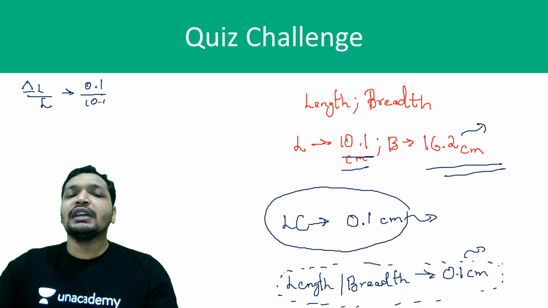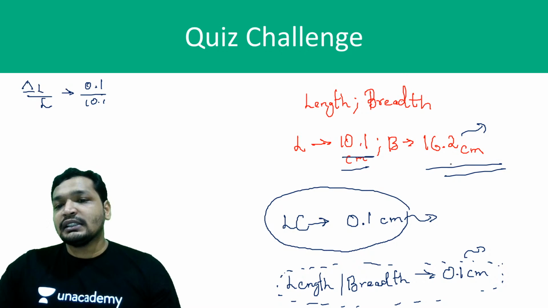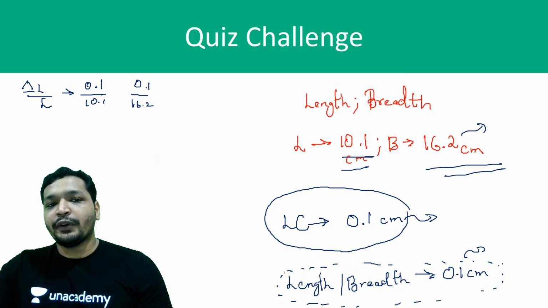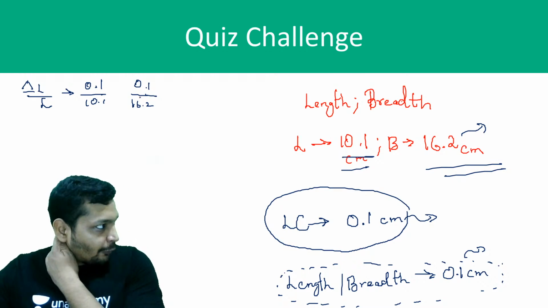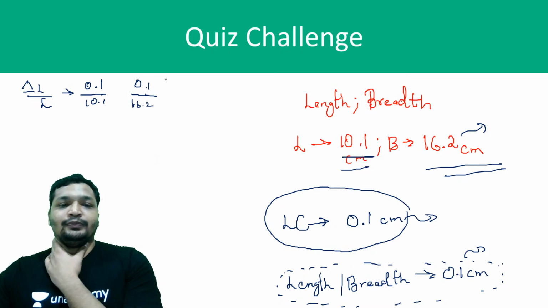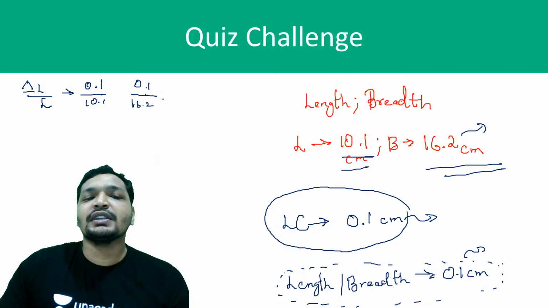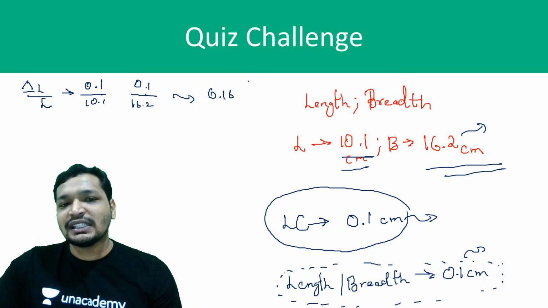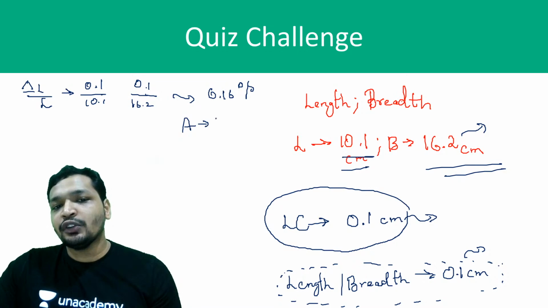0.1 divided by 10.1 is near about 1% error in this case. You can calculate that for breadth, and it's going to be near about 0.6% error. You carefully notice it's 16.2 and 0.1. So the overall error is anywhere around 1.6%. So you will calculate in terms of percentage. You will add them both, since your area was length into breadth.